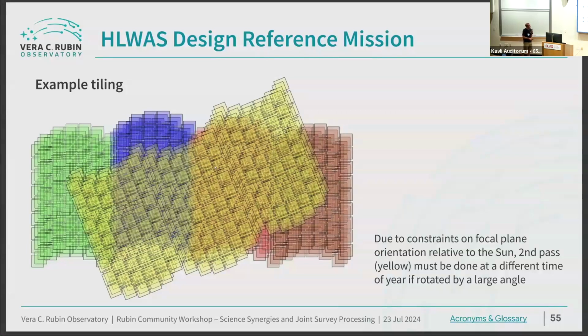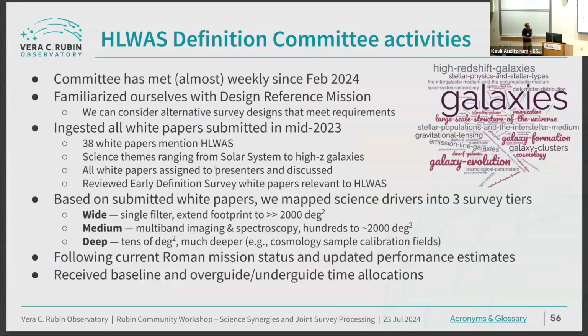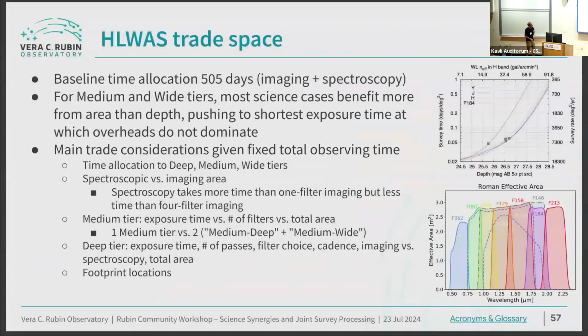So on the committee, we've been ingesting all the input from the community. And one of the big pieces of this that I want to highlight is that there seemed to be a push for having a wider area survey that would go beyond the nominal multi-band medium tier that we've been referring to in the deep tier. So we've been exploring that option. And I bring that up because it's probably most relevant for Rubin science. So the types of trade spaces that we're considering are summarized on this page.